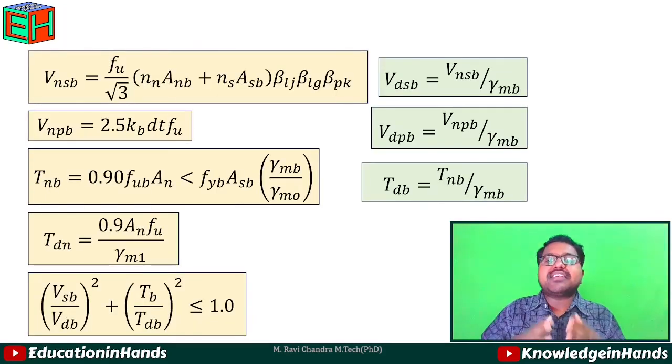Out of these 5 failure conditions, we will select the least value and choose that least value as the design strength of the bolted connection. So this is the design of a bolted connection.